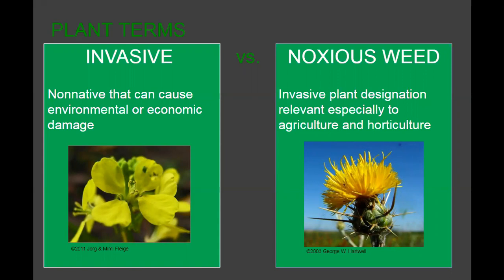Arundo is another one of those plants that we see just choking the creeks in a lot of our parks. And then a noxious weed is just another one of these species that also has those detrimental properties, both to the environment, to animals, to cattle, to people. And a great example of that would be the castor bean, which we see in a lot of our parks.